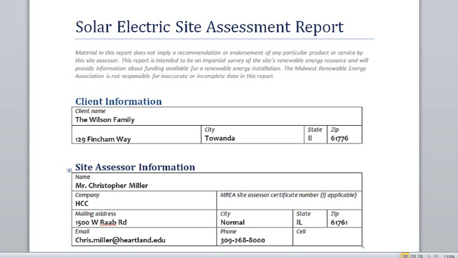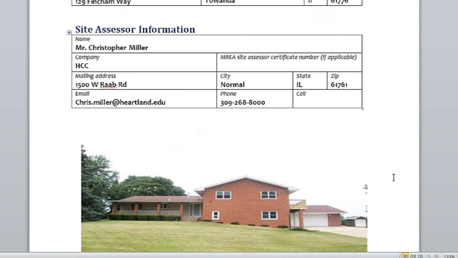So here is a sample site assessment. Let's look at a report and make some determinations. This will only look at section 1, which is the site profile. So page 1 will include a picture of the home, the residence.